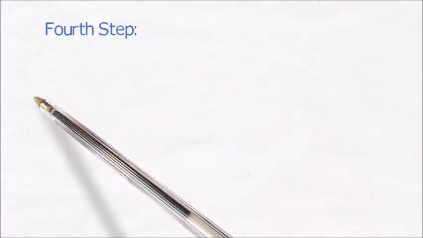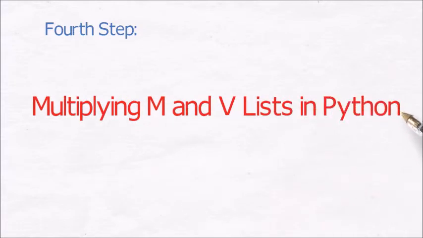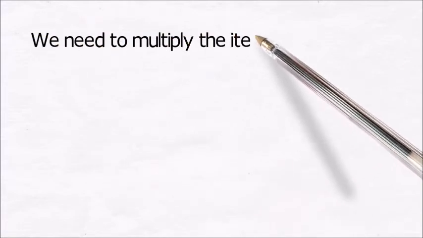Fourth step, multiplying M and V lists in Python. We need to multiply the items as follows.